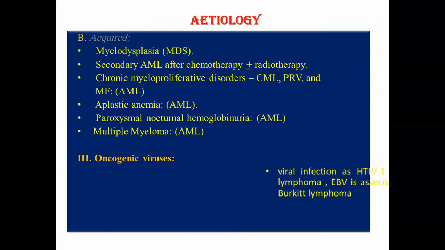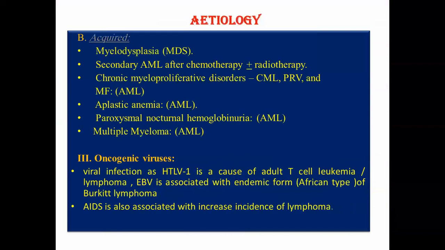Regarding acquired factors, the patient may have some disease, and the presence of such a disease or condition also gives the patient more susceptibility for developing acute leukemia, such as myelodysplasia, or myelodysplastic syndrome, which means a defect or dysplasia of the myeloid tissue. Secondary AML after chemotherapy, plus or minus radiotherapy: as we mentioned, the patient has chemotherapy and then develops AML secondary to this exposure to chemotherapy.